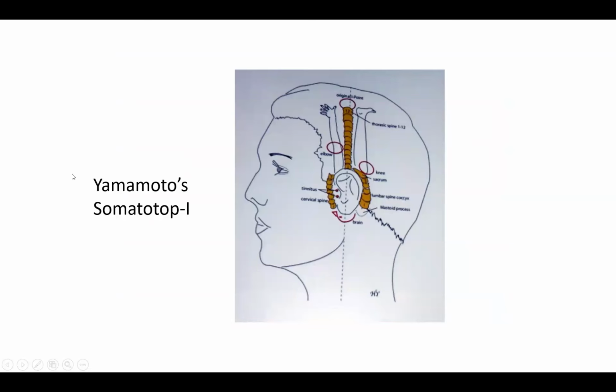this is Yamamoto, who has many what he calls somatotypes, mappings. This is just one mapping. Notice that it's called I, which means I'm assuming there was an A, B, C, D, E, and F. He has one on the chest. He has all sorts. He's very productive in producing maps that reflect the whole body.